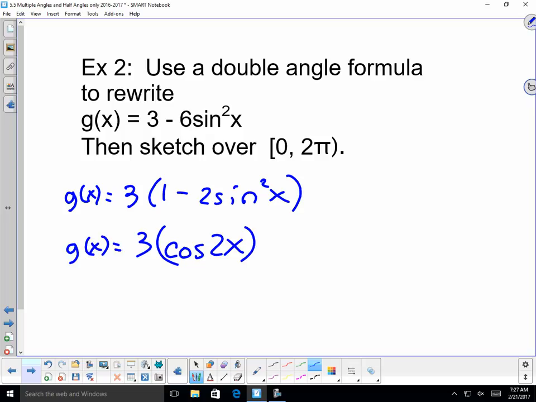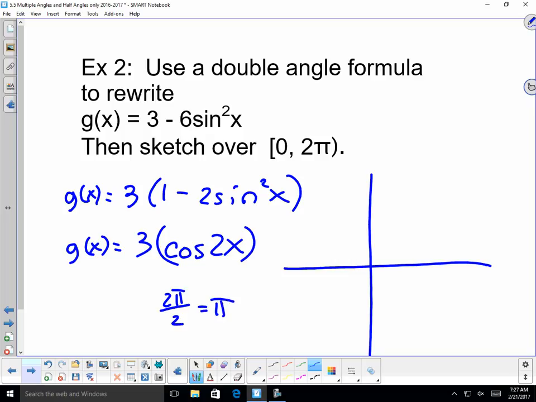And then if we were to graph this, we know that the period is equal to 2 pi over b, and b is 2, so that's just pi. And the amplitude is 3. So our graph is going to be, let's say, pi over 4, pi over 2, 3 pi over 4, pi.